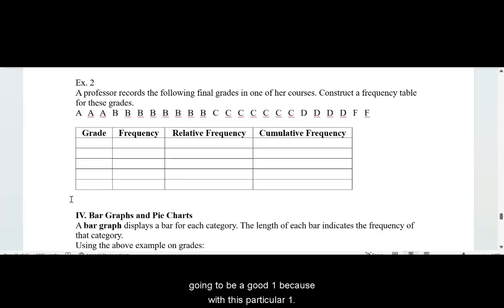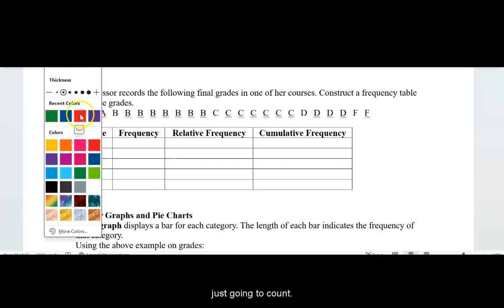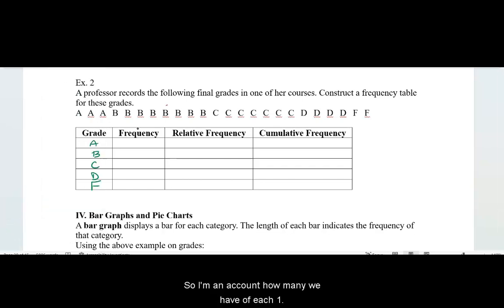Because with this particular one, we are looking at frequencies, relative frequency, and cumulative frequency. So a professor records the final grades in one of her courses. Construct a frequency table for the grades. All right, there are every grade. So we have A, B, C, D, and F. Now, the frequency. So remember, frequency, we're just going to count. So I'm going to count how many we have of each one. I see 3 A's, 8 B's, 7 C's, 4 D's, and 2 F's. Okay, that's that part.